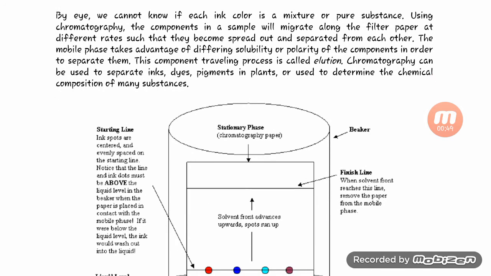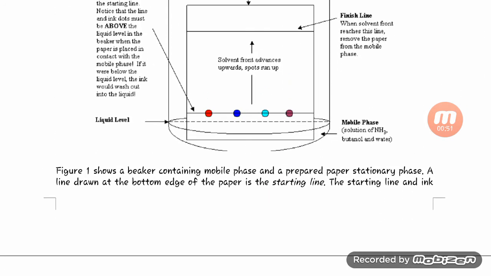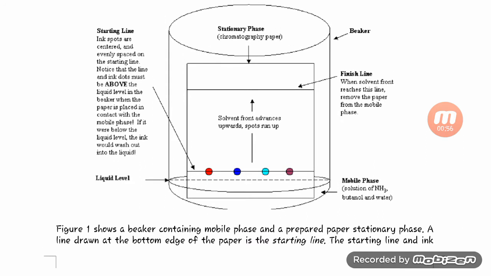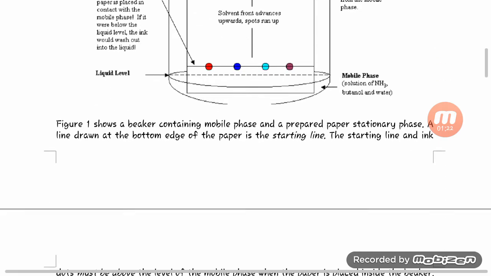So you can see the diagram here. Stationary phase, starting line: ink spots are centered and evenly spaced on the starting line. Notice that the line and the ink dots must be above the liquid level in the beaker when the paper is placed in contact with the mobile phase. Then the beaker finish line: when the solvent front reaches this line, remove the paper from the mobile phase.